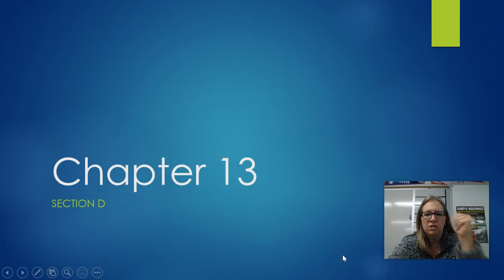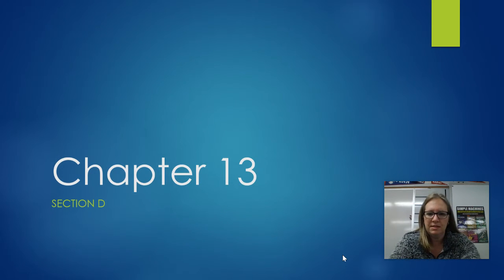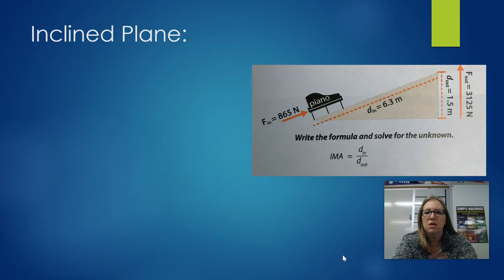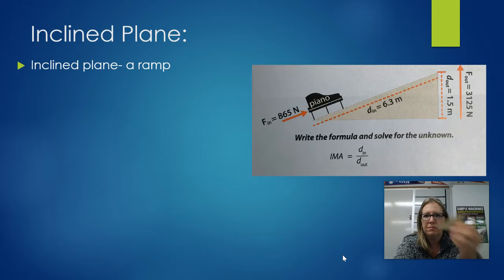All right, guys, we're going to finish up chapter 13 today. Welcome to section D. We're going to keep talking about our simple machines. And our next one is known as an inclined plane, okay? Also known as a ramp, okay? So this would be considered an inclined plane.